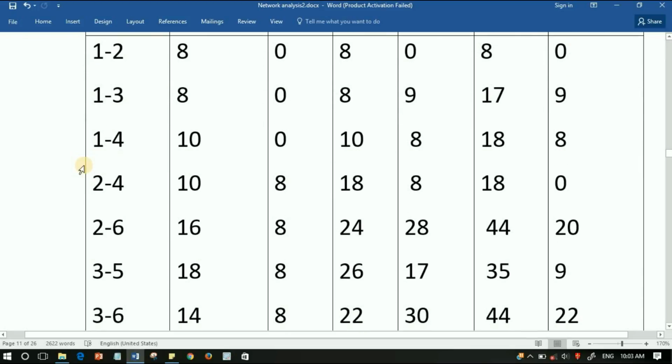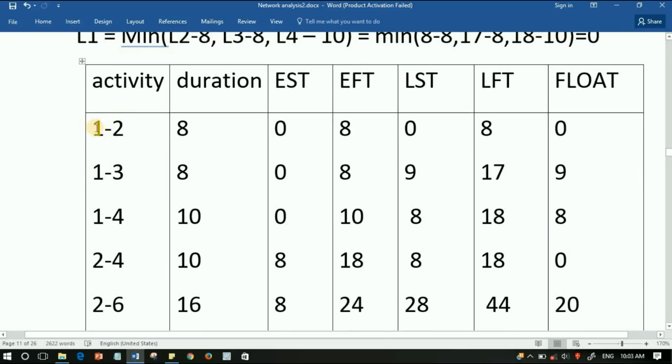First of all, how to find EST? In the activity 1 to 2, EST is equal to the tail event of the activity, that is E1. We already found that E1 is equal to 0. Then how to find EFT from EST? EFT is the earliest finish time, that is 0 plus this activity duration 8, which is equal to 8.